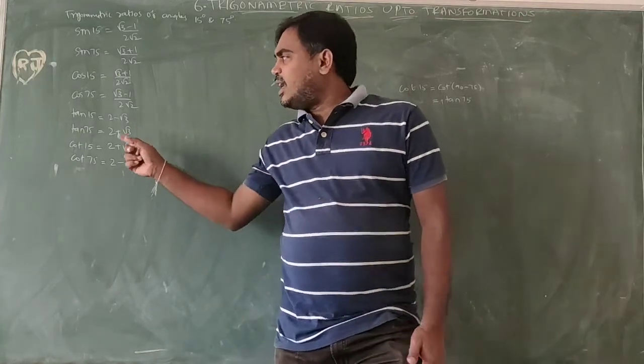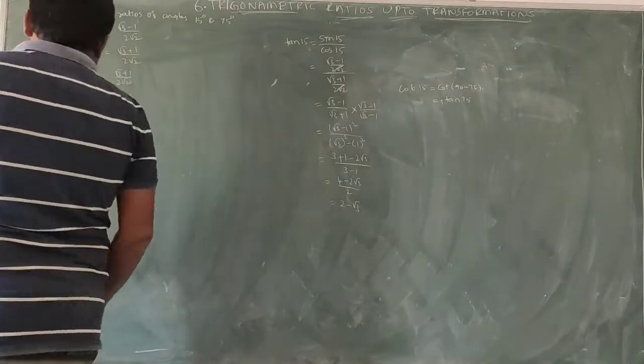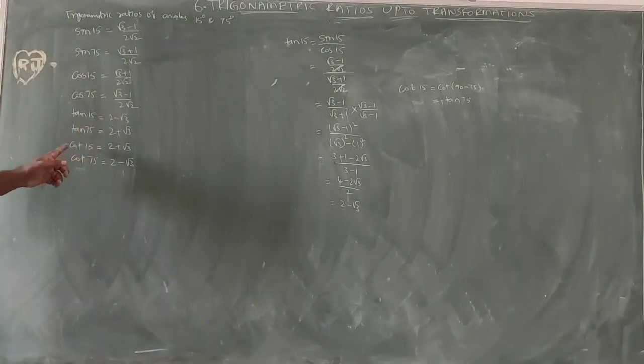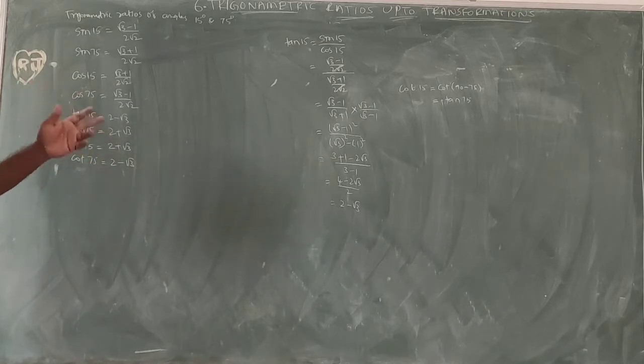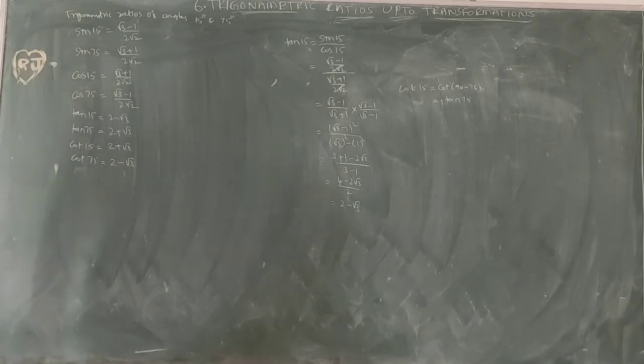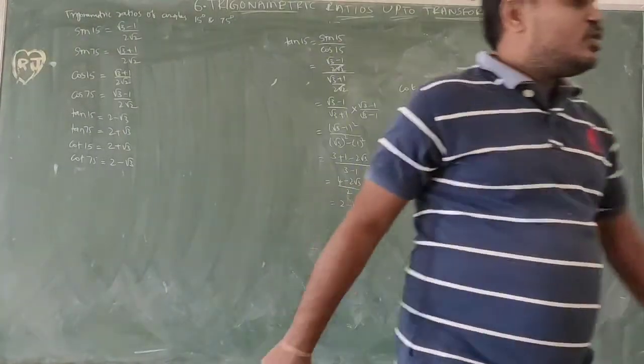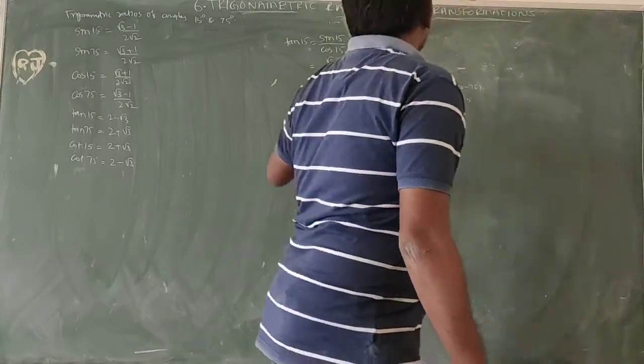Next, tan and cot. Tan is increasing: first 2 minus root 3 for tan 15, then tan 75 is 2 plus root 3. Cot will be reversed, so the cot 15 value is more and the cot 75 value is less. Okay, this one. Next, trigonometric ratios for an angle of 105 degrees.